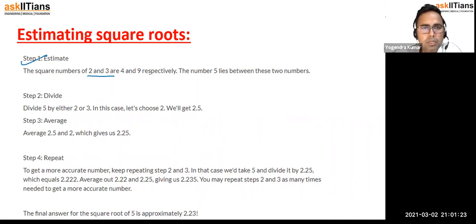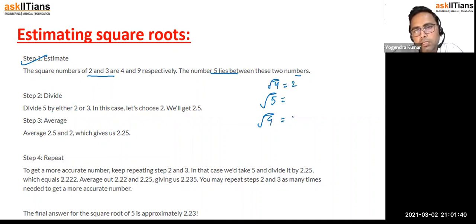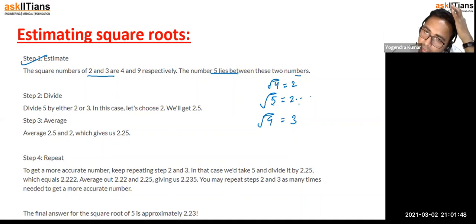The square root of 4 is 2 and of 9 is 3, so 5 lies between these two numbers, right? This is the first thing. Now we will divide. How to choose? They're writing over here, but I would say root 4 is 2, root 9 is 3. So 5 is much closer to 4, not closer to 9. So we will get 2 point something, meaning the answer will be much closer to 2. That's why I would say choose the smaller number, not 3, right? Divide by that. So we got this, and now the average of 2 and 2.5, we got this.